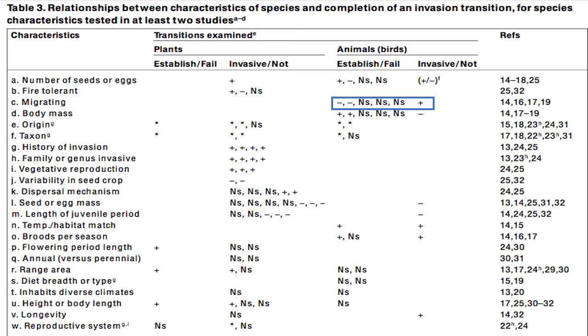Also, birds with higher body mass were more likely to become established, whereas with a lower body mass, they were more likely to become invasive. And generally, birds tended to become established and invasive if the invaded ecosystem had similar temperature or habitat as their area of origin and had more broods per season.